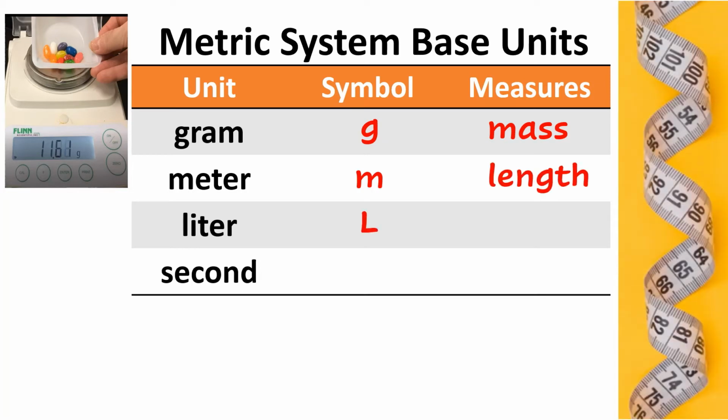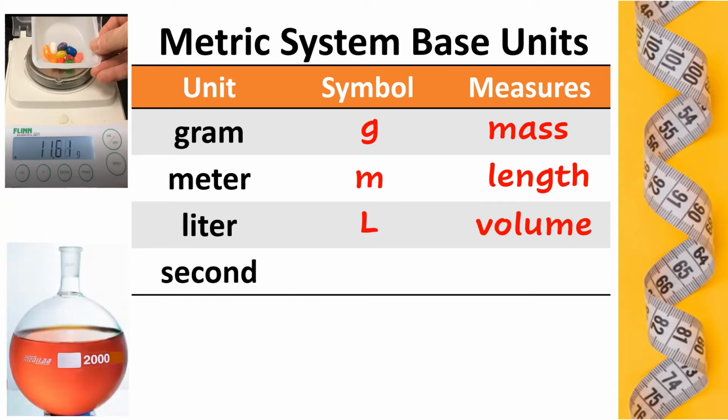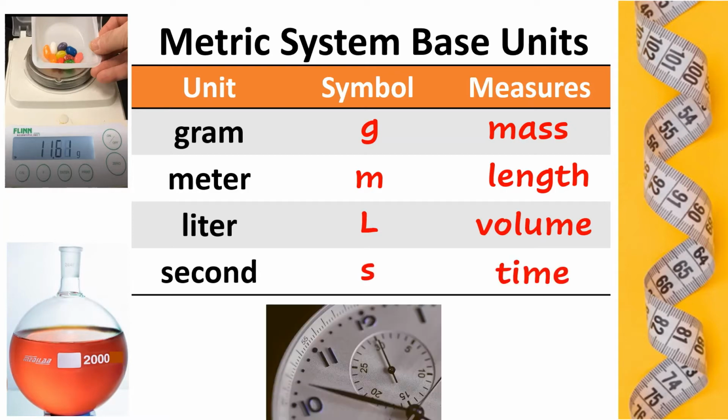Liter has the symbol L, written as an uppercase L to prevent confusion between a lowercase l and the number 1, since those two look so much alike in handwriting and in many fonts. We use liter to measure volume, while second has the symbol S and is used to measure time.